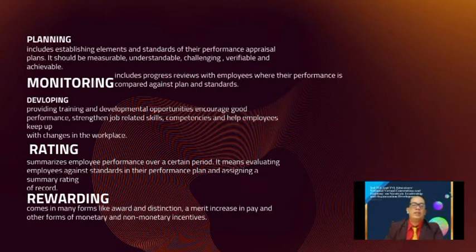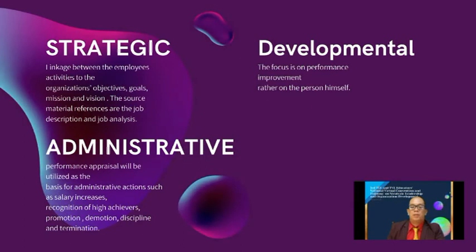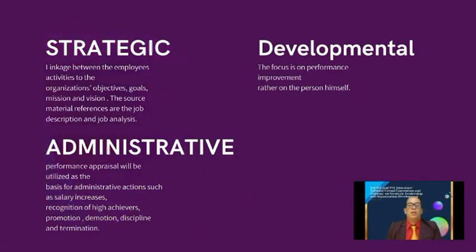These five components should be working together, supporting each other in order to achieve natural and effective performance management. So remember, these are the five parts of performance management system. The purposes of performance management system are strategic, administrative, and developmental.